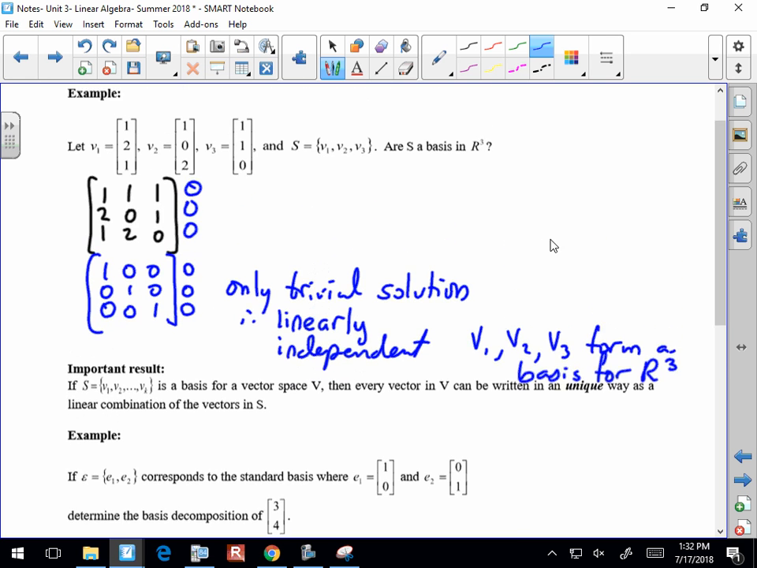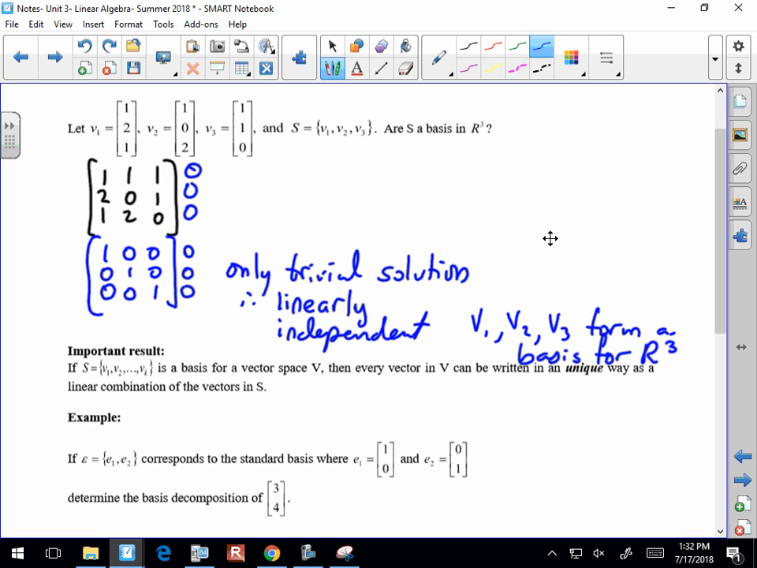And really, I mean, it's still coming back to the concept of span. It's just we're looking at it in a different way. It's basically saying, is one of the vectors within the span of the other 2 vectors? Because if that's the case, then it's living in the same plane that's generated by these 2 vectors. Let's say you have V3 living in the plane generated by V1 and V2.